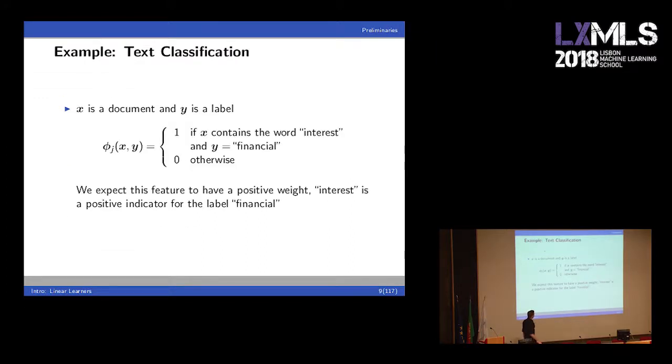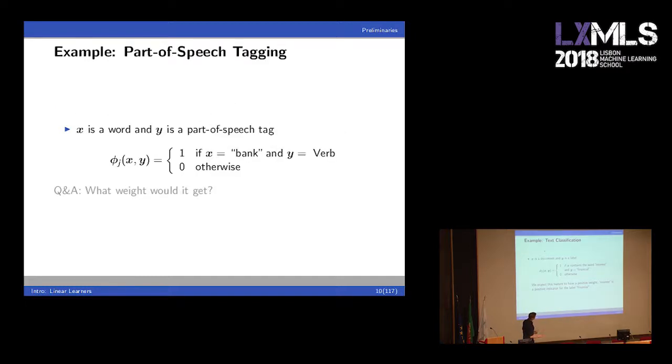There are nice textbooks about this, but we'll just assume that we have, in the most general case, real valued features. Okay, example, text classification. A feature representation for text classification in a joint feature map would be something like phi_ij of x and y is 1 if x, our input, contains the word interest, and y is the class financial, and 0 otherwise. We would assume that if we integrate this feature into a model, then it would get a positive weight because interest is a positive indicator of the class financial.